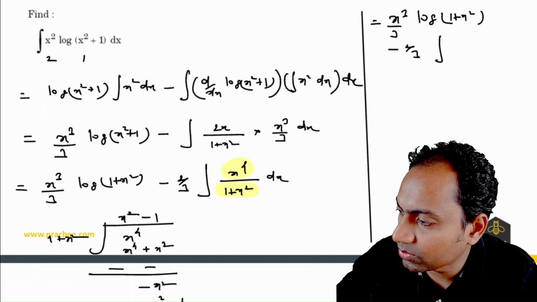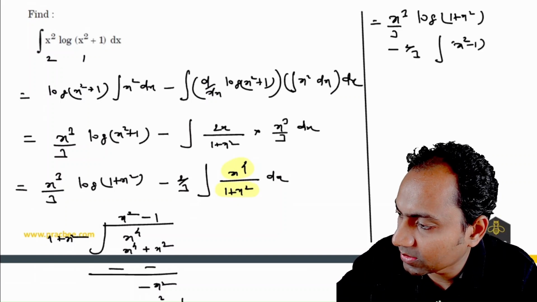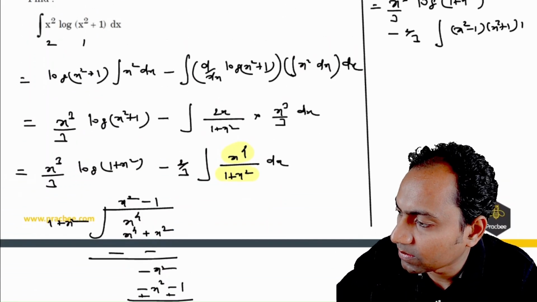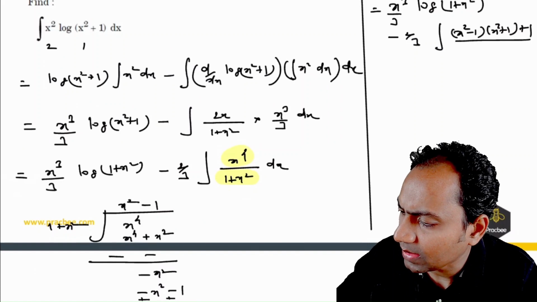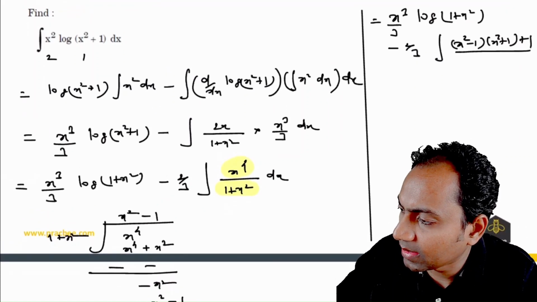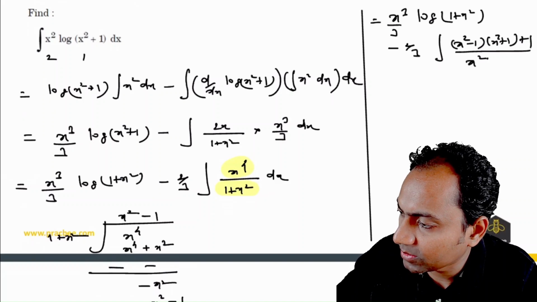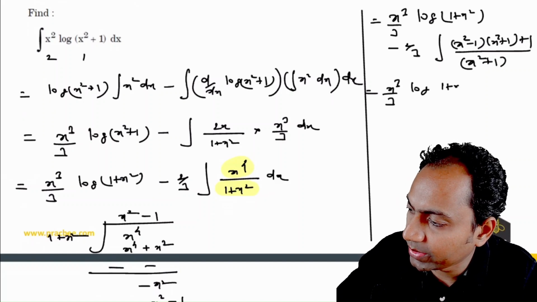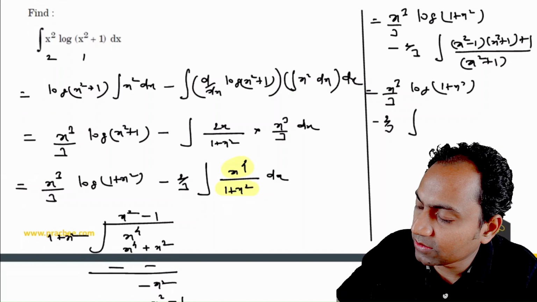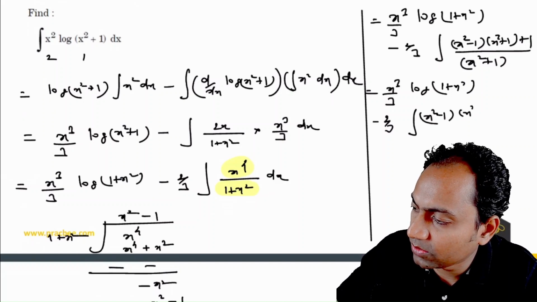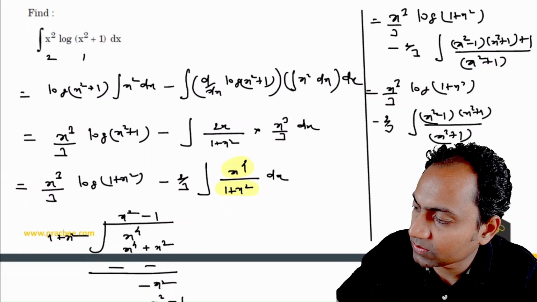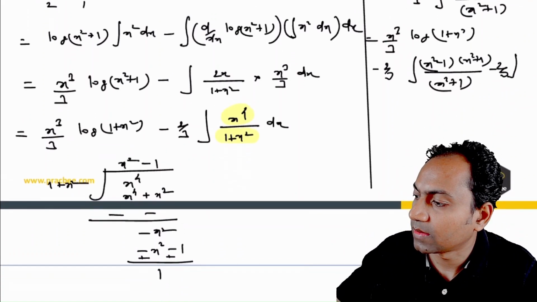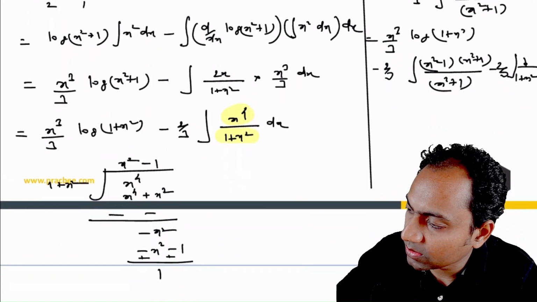And now we can split this into two parts. We can write this as x square minus 1, x square plus 1, by x square plus 1. Now you can see that this next part can also be split into two integrals. The first becomes nothing but x square minus 1 into x square plus 1 by x square plus 1. And the second becomes nothing but minus 2 by 3, 1 upon 1 plus x square, and this becomes dx.